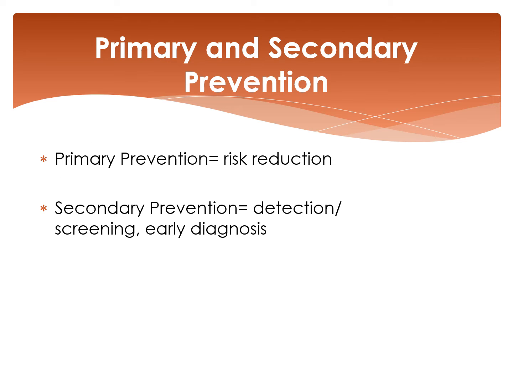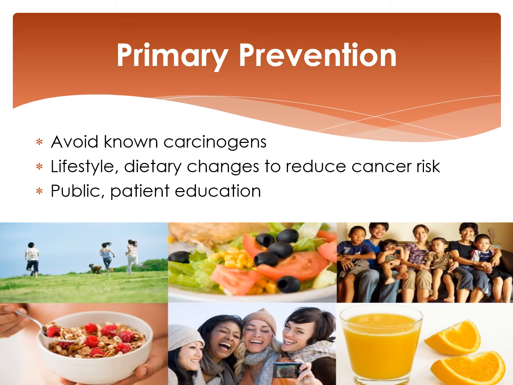So we are going to focus on two types of prevention. The first is primary prevention, which is risk reduction, and secondary prevention, which is detection and screening and early diagnosis. Primary prevention is all about education, encouraging our patients to avoid known carcinogens and to make lifestyle and dietary changes to reduce the risk of cancer. In fact, 75% of all cancers in the U.S. are related to environmental and lifestyle factors.